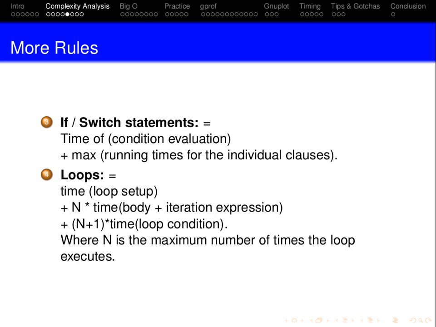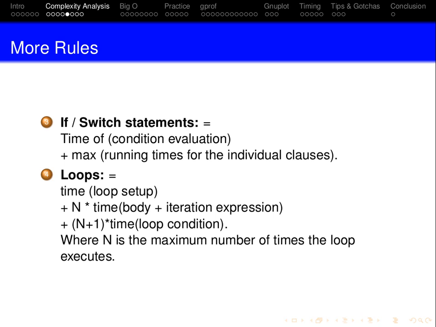Okay. Loops. Time for the setup, plus n times the time of the body plus the iteration expression, where n is the number of times the loop is executed. Remember your for loop, that last expression is what's actually called. And then it's plus n plus 1 times the time of the loop condition.